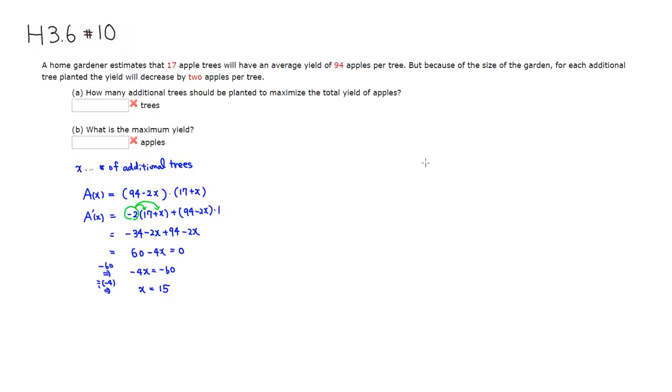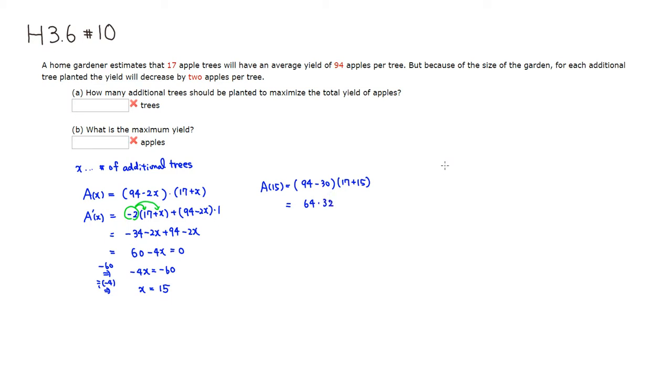The total number of apples would be A of 15. So this is 94 minus 2 times 15, which is 30, times 17 plus 15. So 94 minus 30 is 64, multiplied by 32.